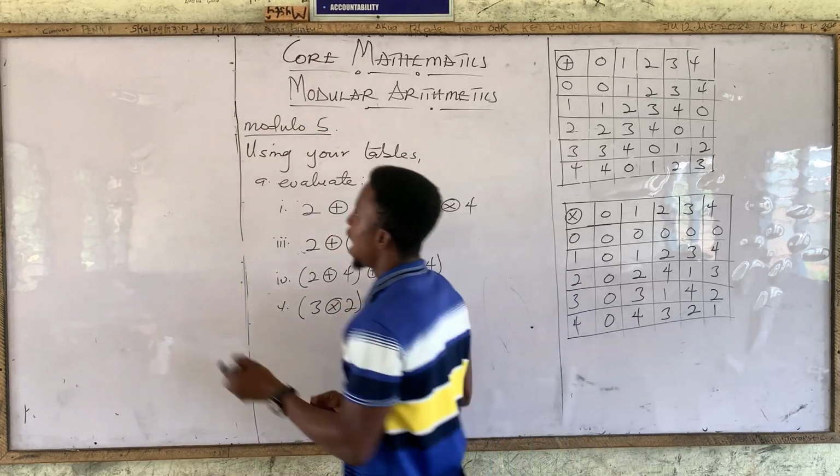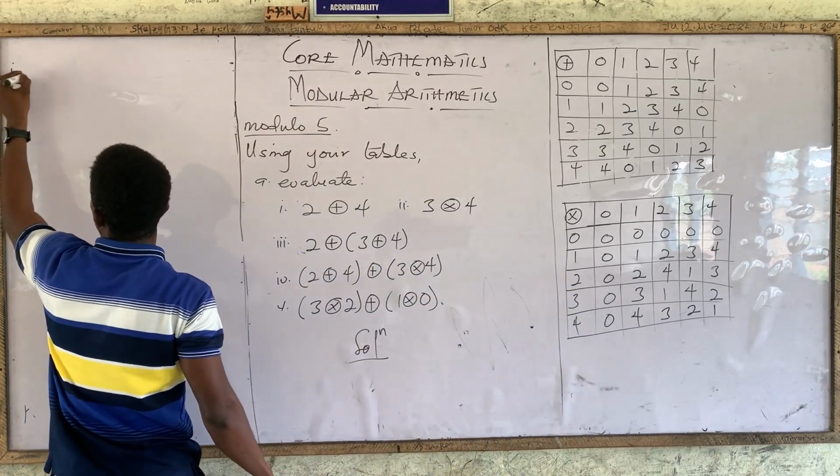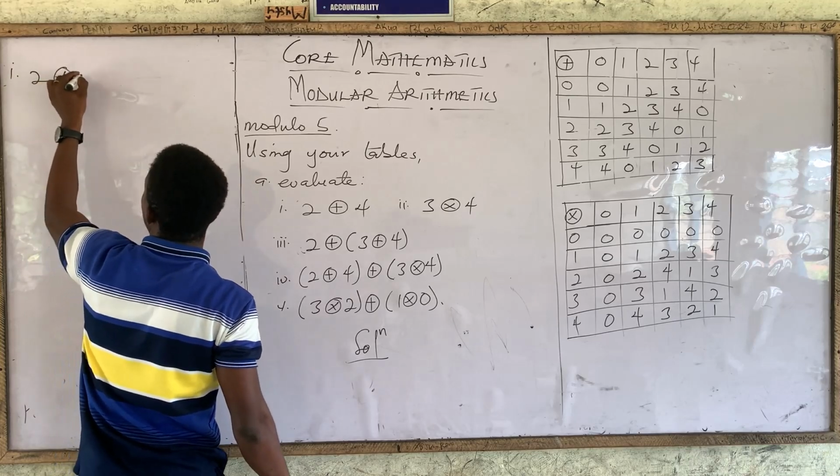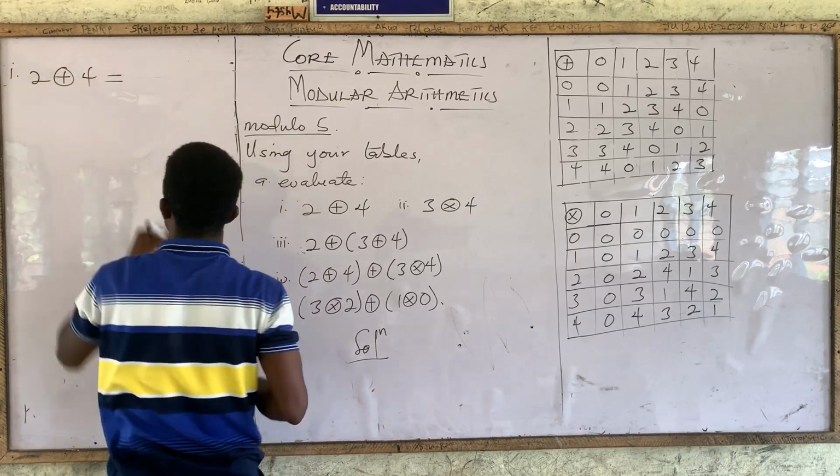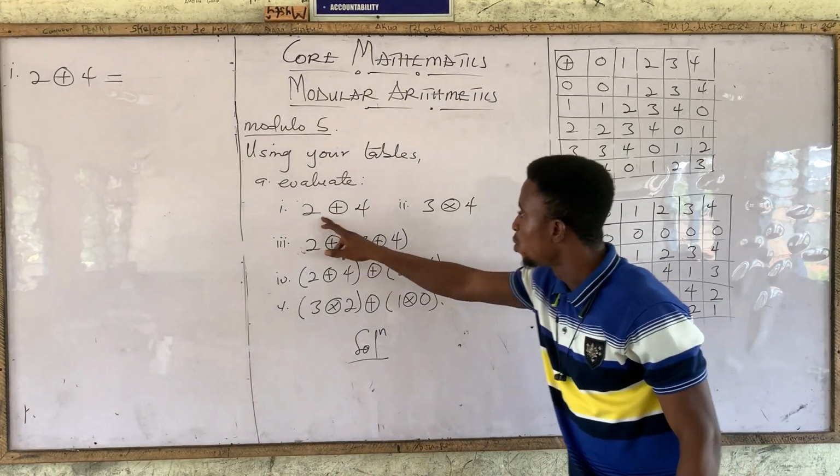Okay, so now I have the I. I says what? 2 plus 4, which is equal to. Then let's see that one. So 2 plus 4.